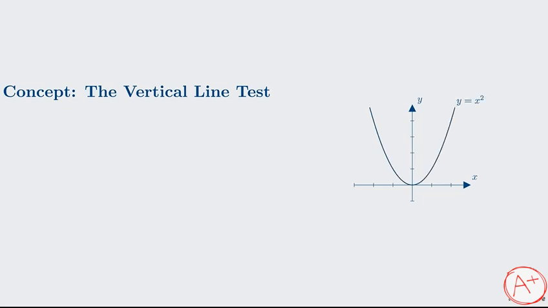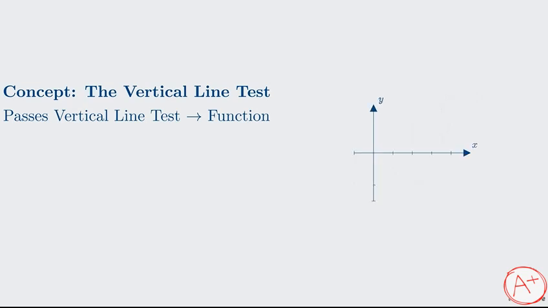When we are given a graph instead of a set of numbers, we use the vertical line test to identify a function. If any vertical line, x equals k, intersects the graph at more than one point, the relation is not a function. Notice this parabola. Any vertical line we draw only crosses the curve once. This is a function.